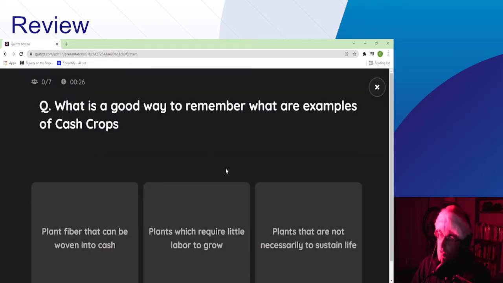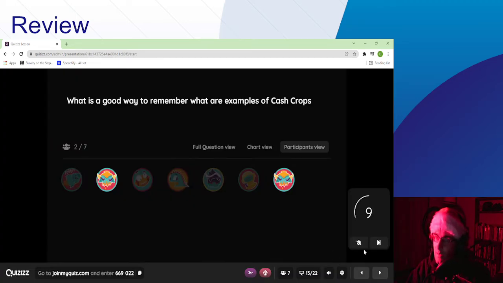What is a good way to remember what a cash crop is? What's a good way to remember a cash crop? I certainly hope we get this one. All right. How do you know when you see that question about the cash crops? How do you know what it is?